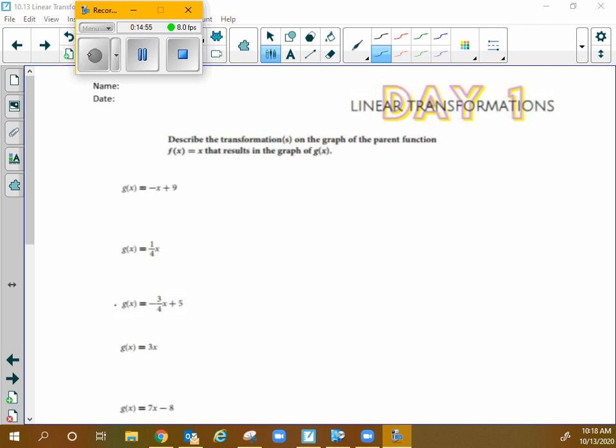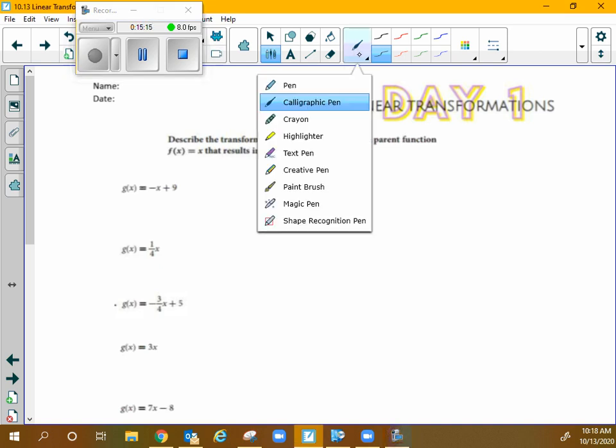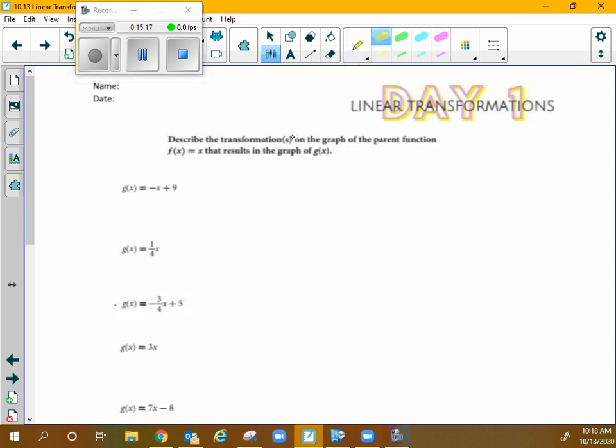So, describe the transformations on the graph of the parent function f of x equals x that result in g of x. So all of these are after a transformation. First things first, I'm going to do these first two with you. How many transformations have occurred in that first equation? 2.